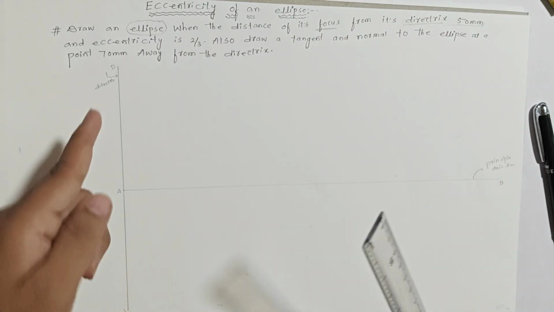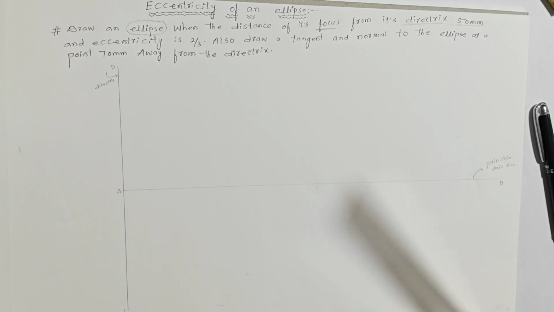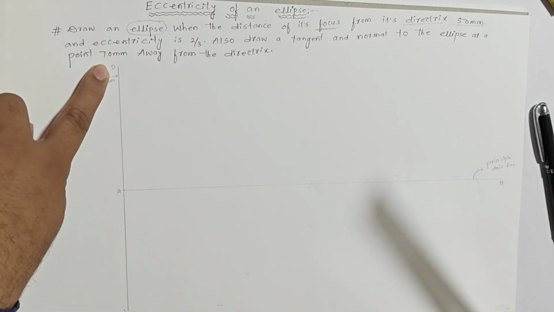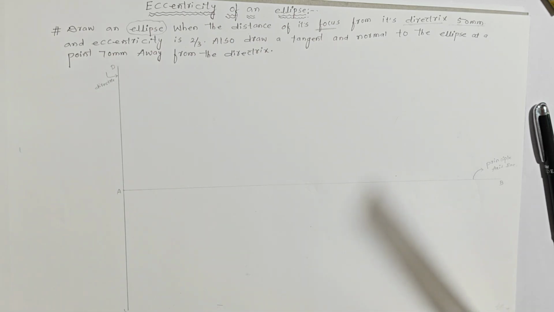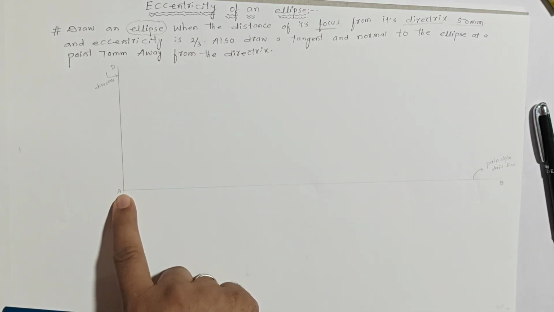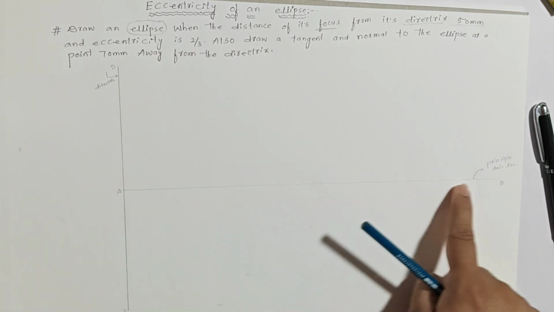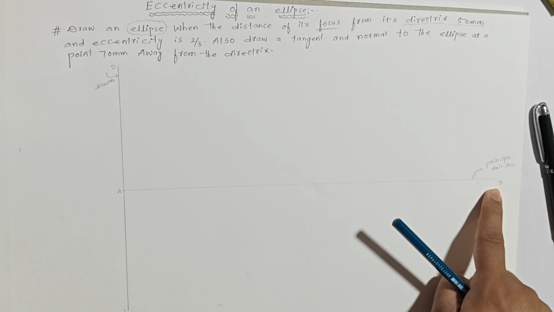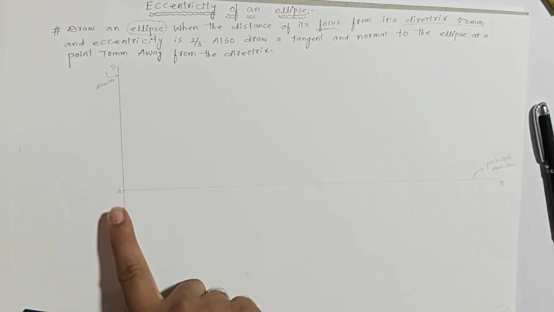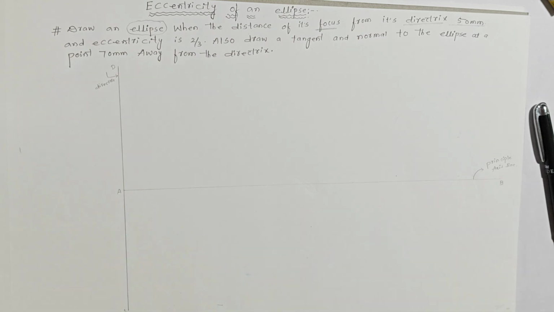Clear here? Let us see. The vertical line is known as the directrix line. It is represented as D and D dash. No need to measure the length. From the median point of the directrix line, draw the horizontal line. This horizontal line is known as the principal axis line. It is represented as the points A and B.